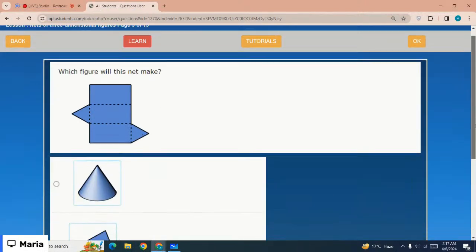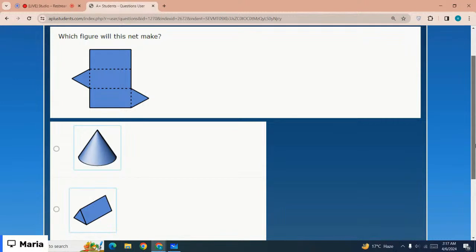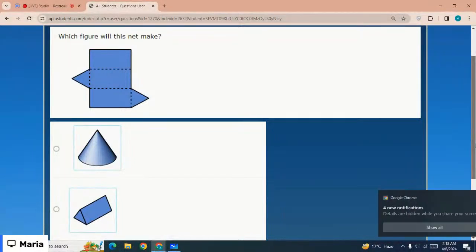Okay, which figure will this net make? Which is the correct option? Option one or option two? The correct option is option number two, right?